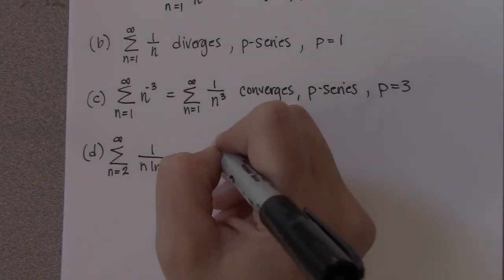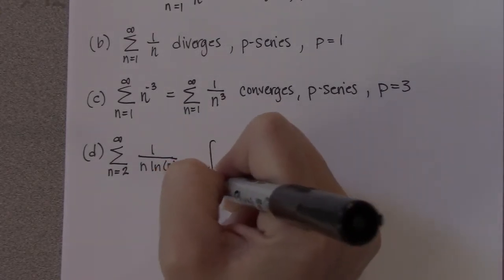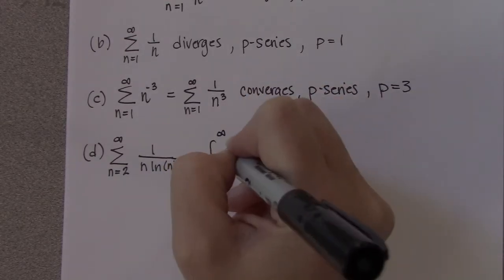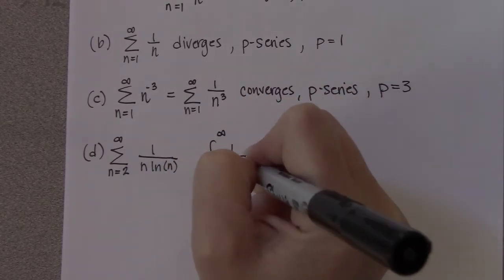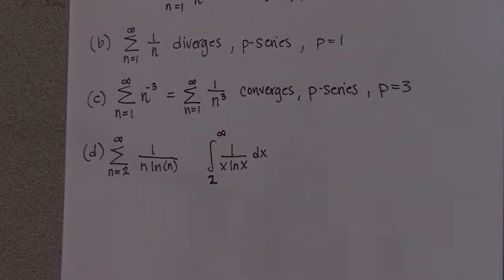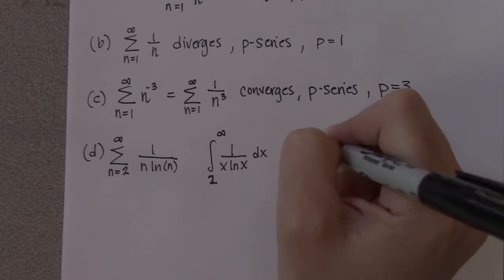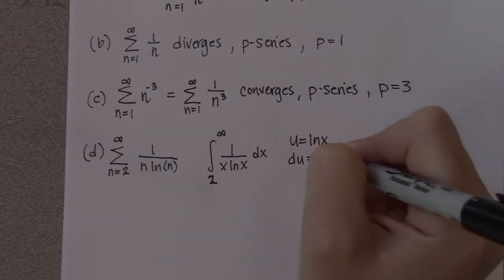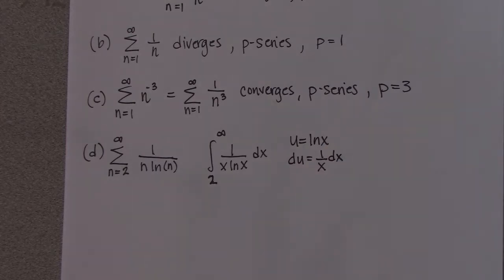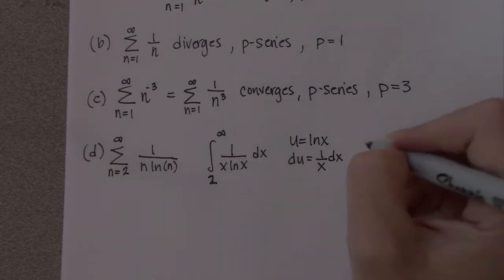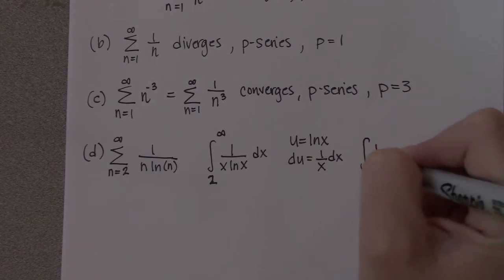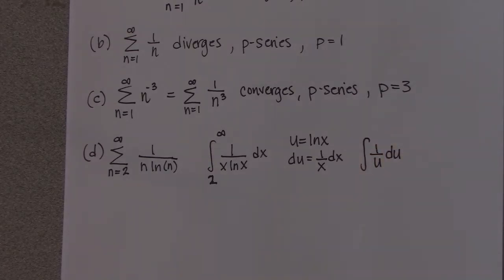So we would compare this, we're integrating from 2 to infinity of 1 over x natural log of x, and this is going to require a u substitution, but rather than letting the entire denominator be u, I'm going to let u be the natural log of x because the derivative of the natural log of x is 1 over x. So I can replace ln of x with u, and my 1 over x dx would be my du. So this is a very straightforward integral. We just get 1 over u du.